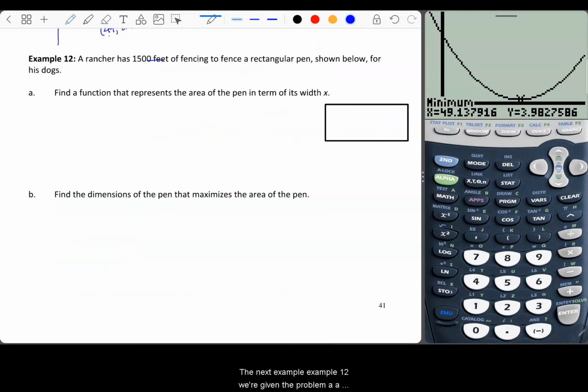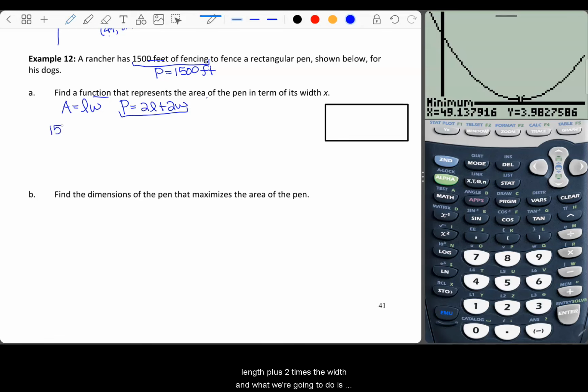The next example, example 12, is a classic problem where we're given so much fencing, which is a perimeter. A perimeter of 1,500 feet, and we're going to fence a rectangular pen, which is shown below, and write a function that represents the area, which for a rectangle is length times width. We also know that the perimeter is 2 times the length plus 2 times the width.